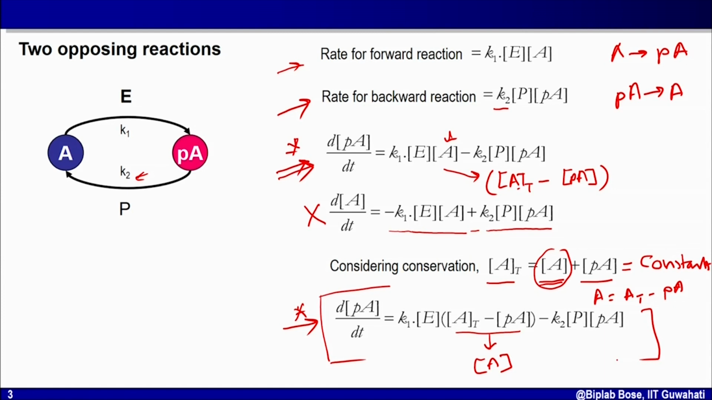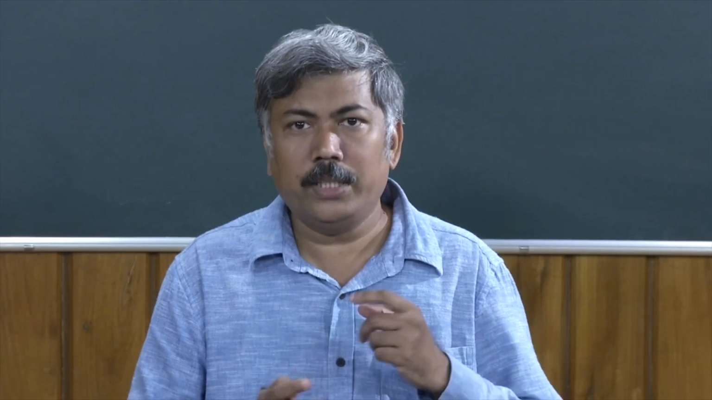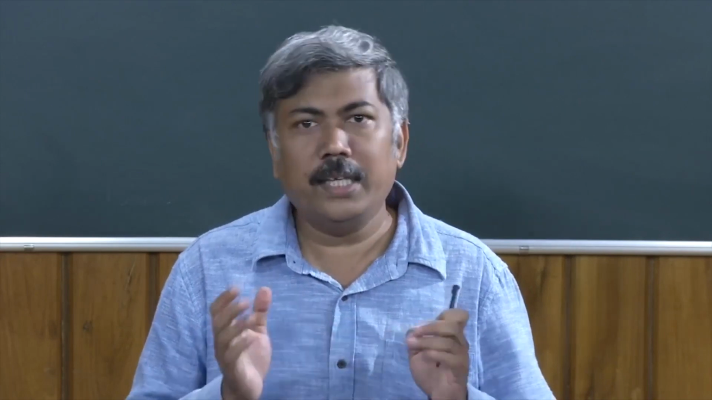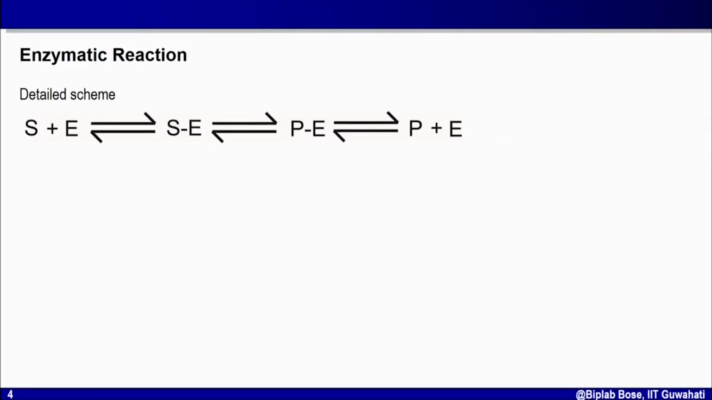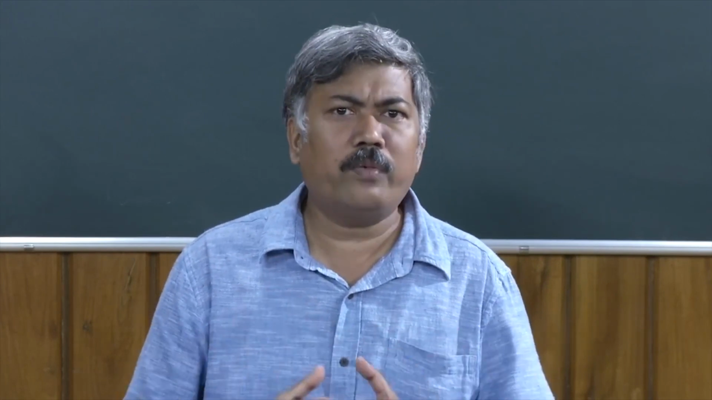So what I have done, I have first written two ODEs based on the forward and backward reaction, and then I have used the rule of conservation of the substrate and combined them into one ODE. And very frequently you have to do that to reduce the number of ODEs in your problem. Now till now, I have not looked into the mechanistic aspect of the enzymatic reaction. I have simply got inspired from the law of mass action and written down the ODE.